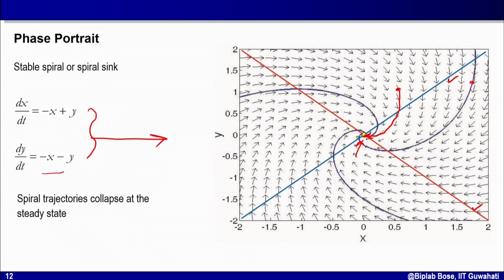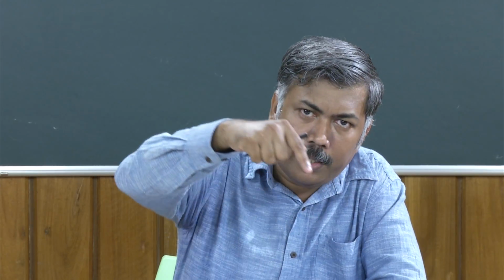If you start from here, you will follow this path and collapse at the steady state. If you start from here, you will follow this path and collapse at the steady state. And notice the path. These paths are spiral type paths. So if you start from a particular position on the phase plane, you move in a spiral, and then the system collapses at the steady state.